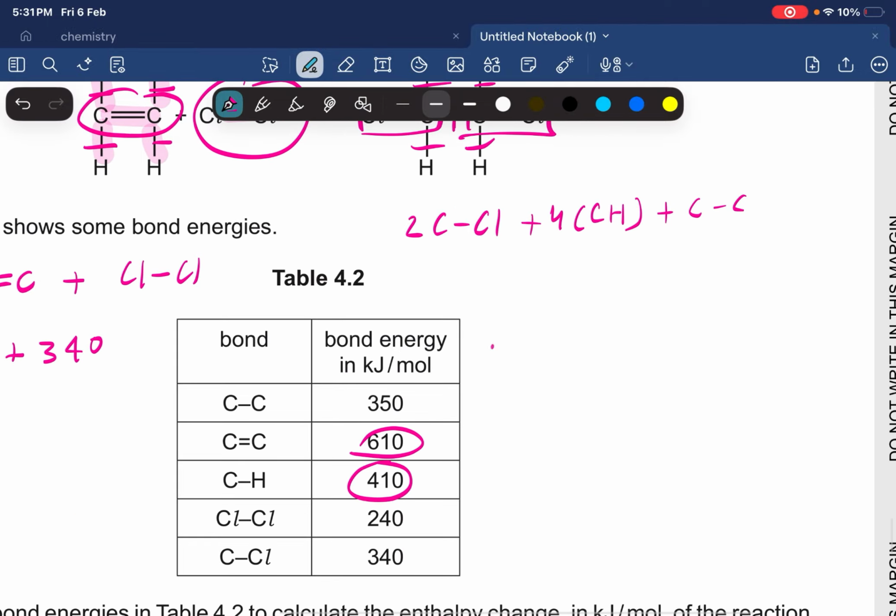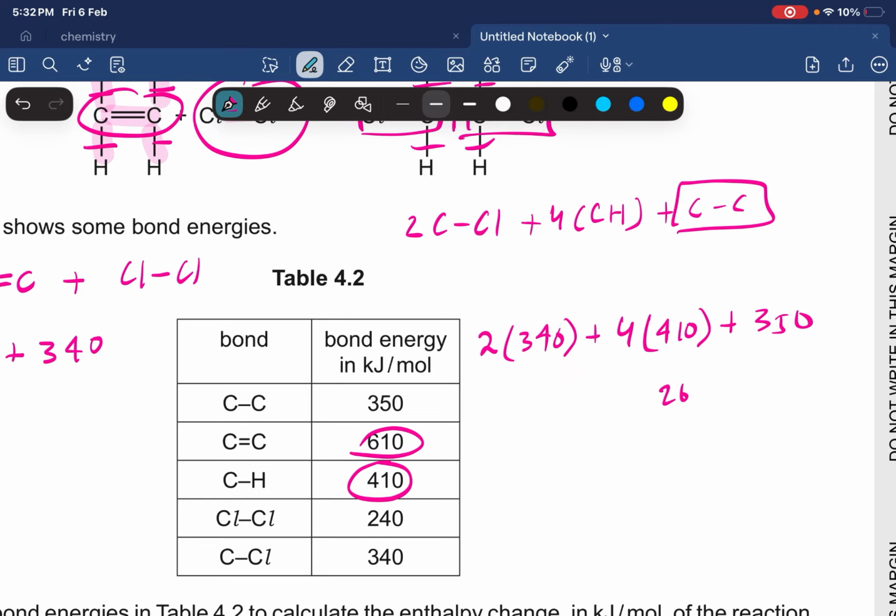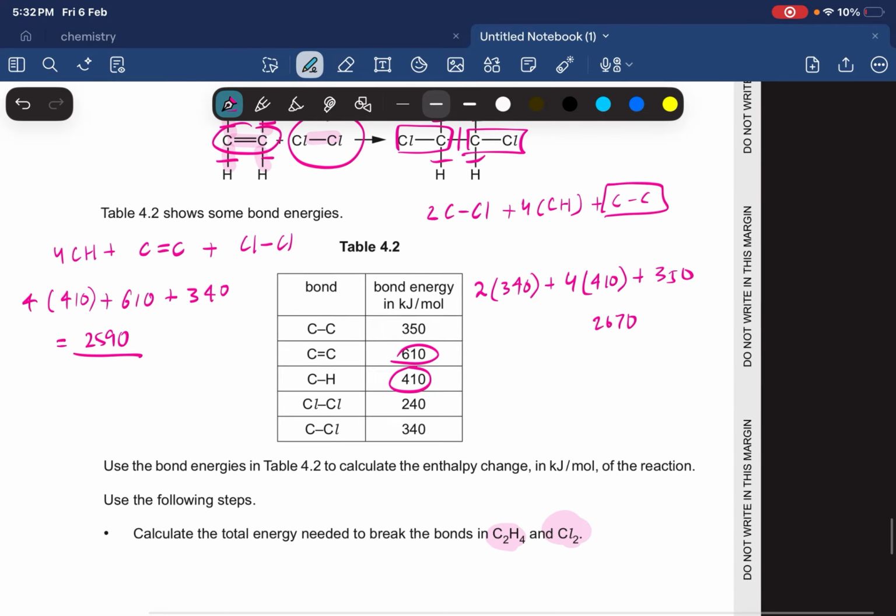So 2 times C-Cl bonds, which is 340, plus 4 times C-H bonds, 4 times 410, plus C bonded to C, which is 350, right? What do I get? 2 times 340 plus 4 times 410 plus 350. 2670. Yeah, that's the amount of energy released.